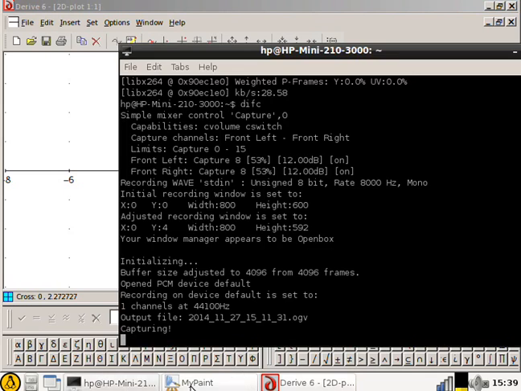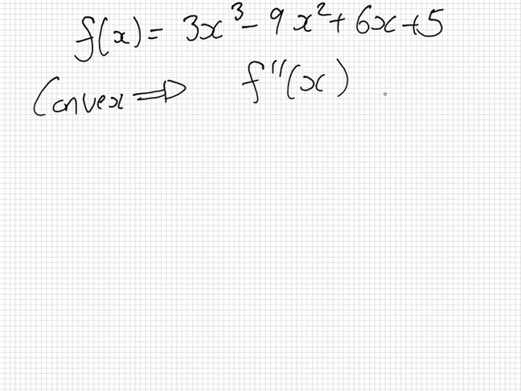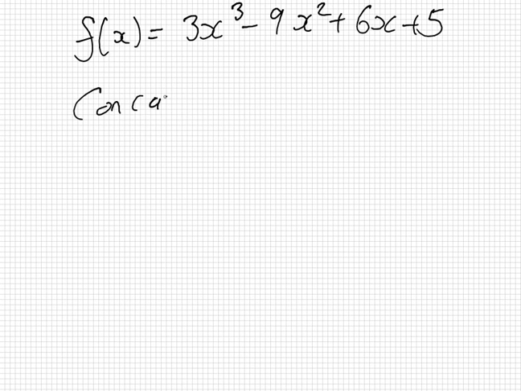So if I want to know when it is convex, that means I want to know when the second derivative is positive or negative. Sorry, I said concave in the question. Concave means when the second derivative is negative. So let's calculate the second derivative.